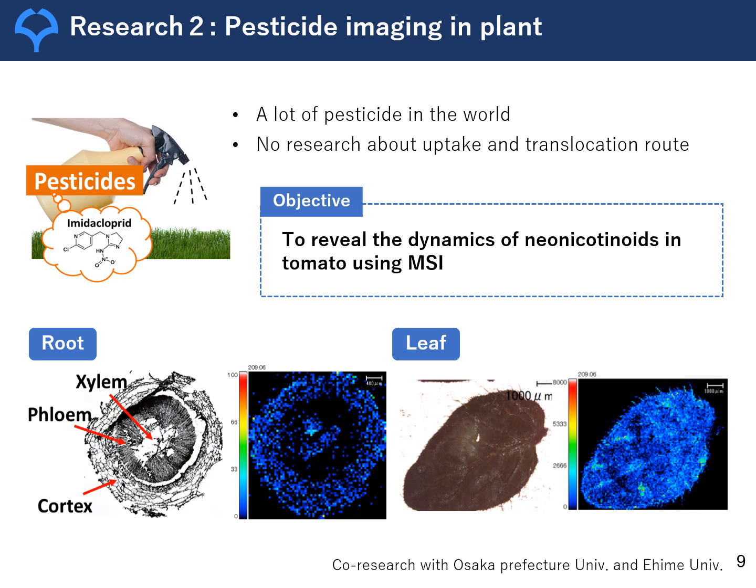This is the research about pesticide imaging in plants. Although it is well known that pesticides are taken up by plants and transported to all tissues of the plants, there are few studies on the pesticide dynamics in plants. By using mass spectrometry imaging with our developed workflow, the dynamics of neonicotinoids in tomato was successfully visualized in various parts of the plant tissue, as shown in the photos.